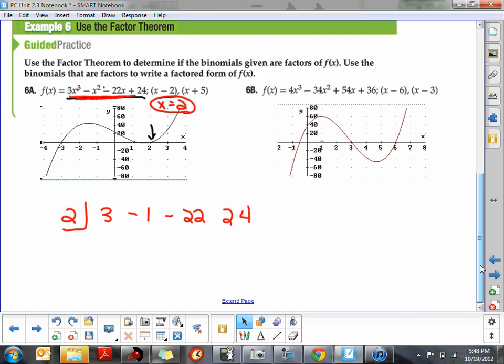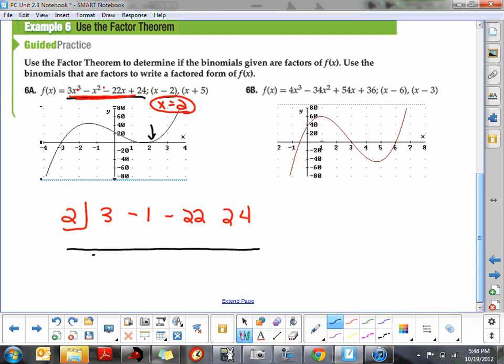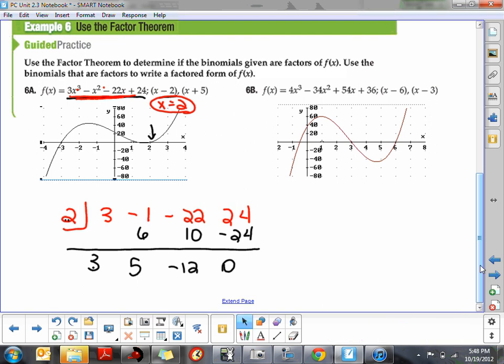We want to draw that line underneath, bring down our first term, and now it's always multiplying. 3 times 2 is 6. We add, that is 5. 2 times 5 is 10. We add these, that's a negative 12. 2 times a negative 12 is negative 24. We add them, we get a remainder of 0. Because we have a remainder of 0, we now know that x minus 2 is a factor of this function.